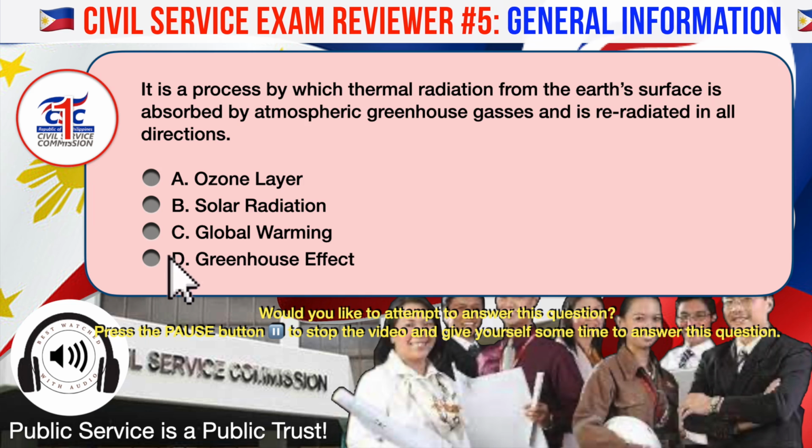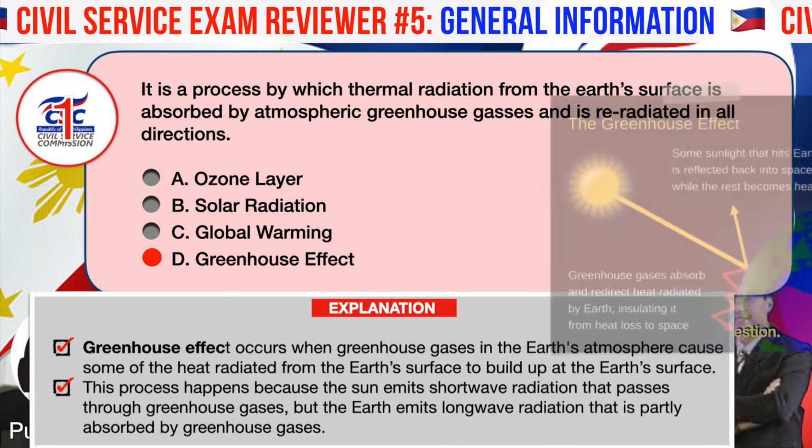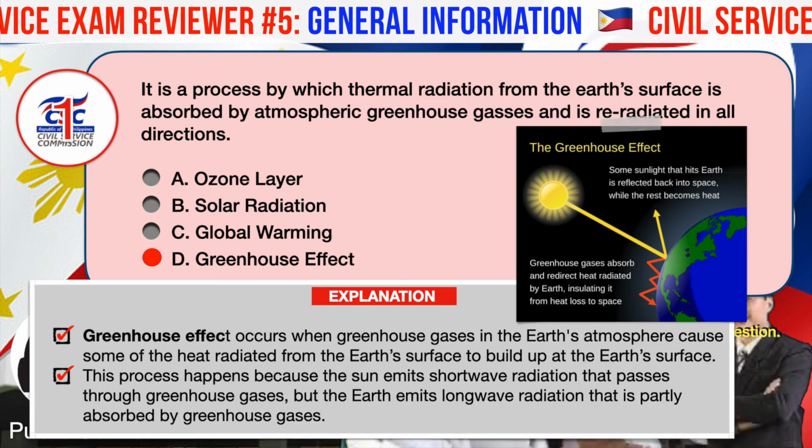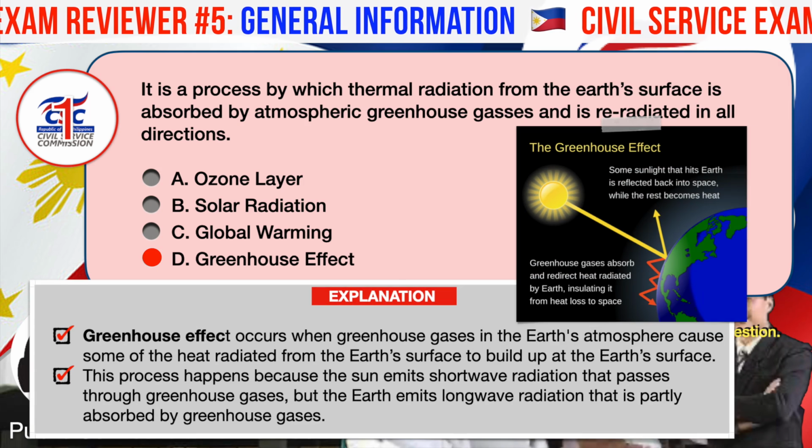The correct answer is D. Greenhouse effect. The greenhouse effect occurs when greenhouse gases in the Earth's atmosphere cause some of the heat radiated from the Earth's surface to build up at the Earth's surface.